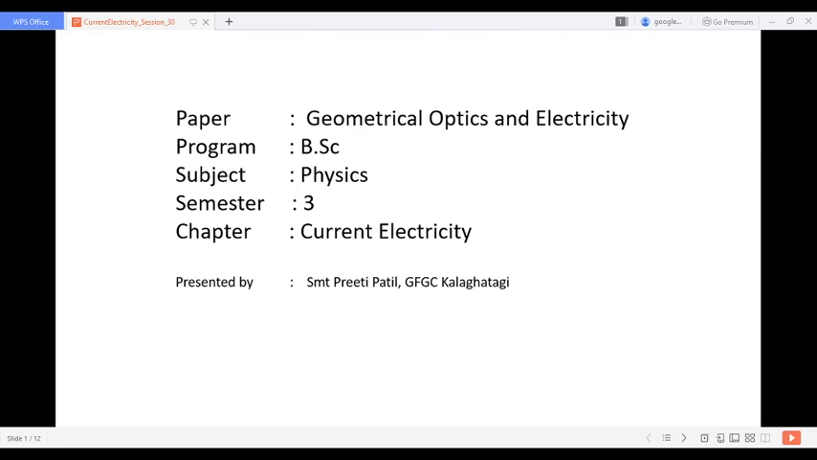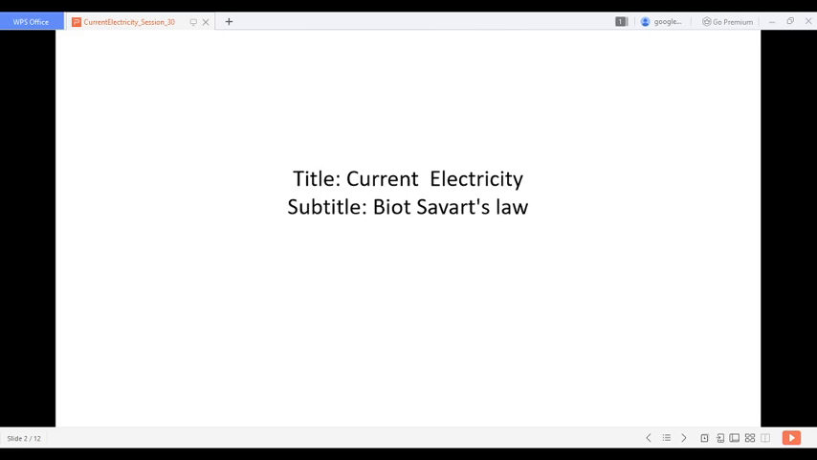I welcome all to the session 30 on current electricity of BSc third semester as prescribed by Karnataka University, Dharwad. Today, in this session, I am dealing with Biot-Savart's law.